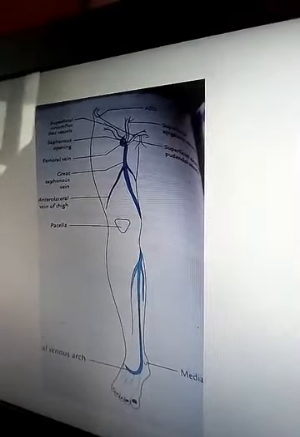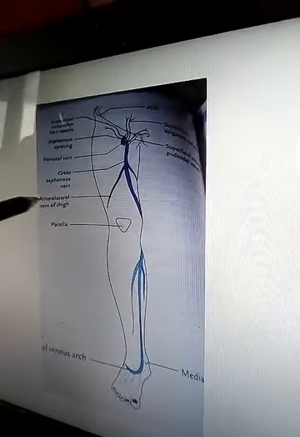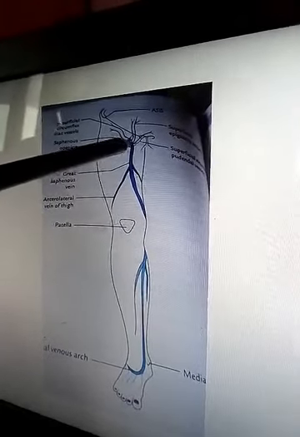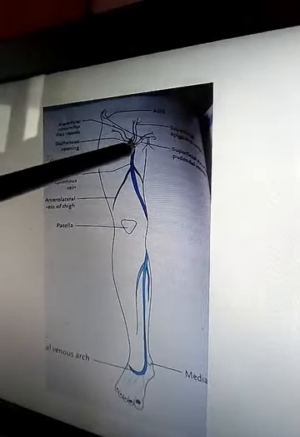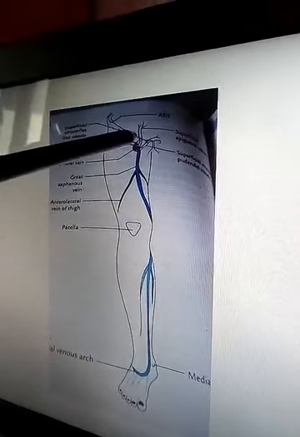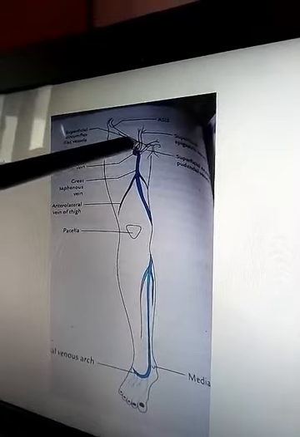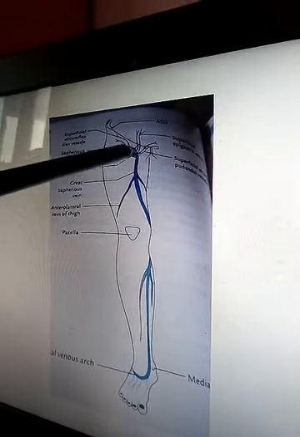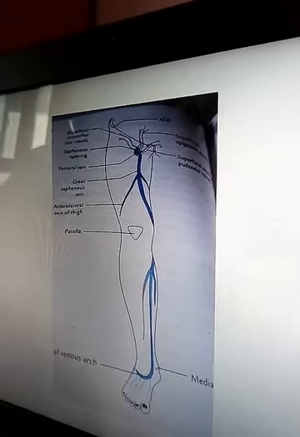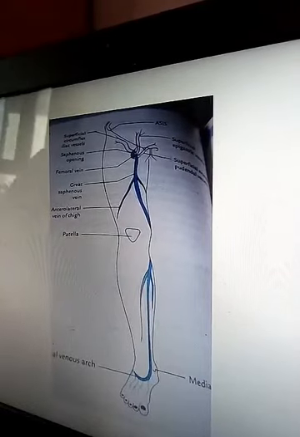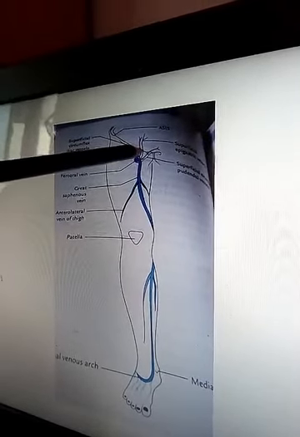Another is the superficial epigastric artery. It arises anteriorly from the femoral artery, pierces the cribriform fascia to ascend anterior to the inguinal ligament and runs towards the umbilicus. It supplies the lower part of the anterior abdominal wall.